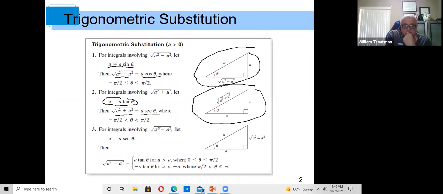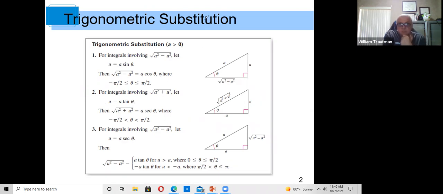And finally, if you have the variable squared with a subtraction, you have a triangle that's set up this way. Once again, you have a secant theta, and a tangent theta for when u, or they say the x, is greater than a, or if the u is less than negative a, use negative a tangent theta. So this is good to have in front of you when you're doing these problems, because you will refer back to these.